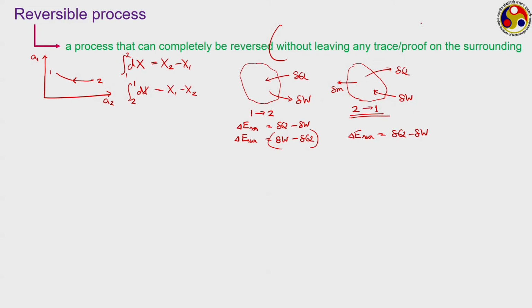The most common situation is that the system gets restored to the initial situation, but the surrounding does not, and thereby the process is not a reversible one. What we call an irreversible process. Truly speaking, all practical processes are irreversible in nature, because this particular condition, that is without leaving any mark or trace on the surrounding, is extremely difficult to achieve.